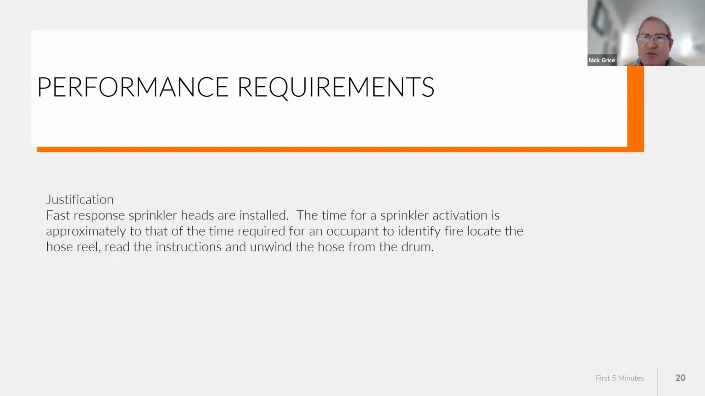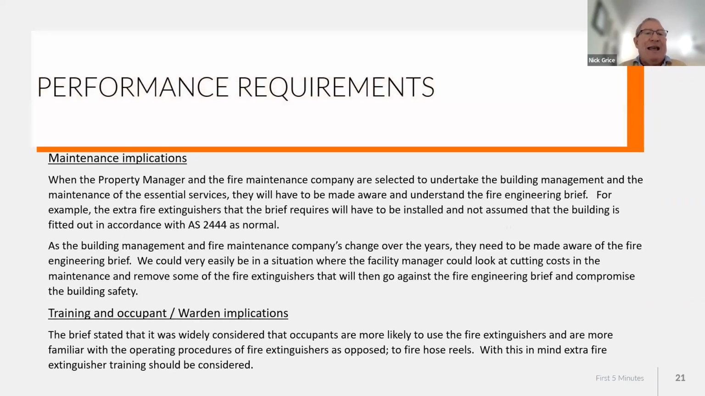The justification for it was that fast response sprinkler heads were installed. They're saying the time of activation of the sprinkler is approximately the time required for an occupant to identify a fire, locate the hose reel, read the instructions, and unwind the hose reel from the drum. So what they're saying is that sprinklers would go off quicker than someone could find a fire, locate the hose reel, read the instructions, and unwind it. Really, as I've been saying before, you shouldn't be using these things if you've got to read the instructions before you use them. You should know how to use them straight off the top of your head. So there are many maintenance implications in those fire engineering briefs.